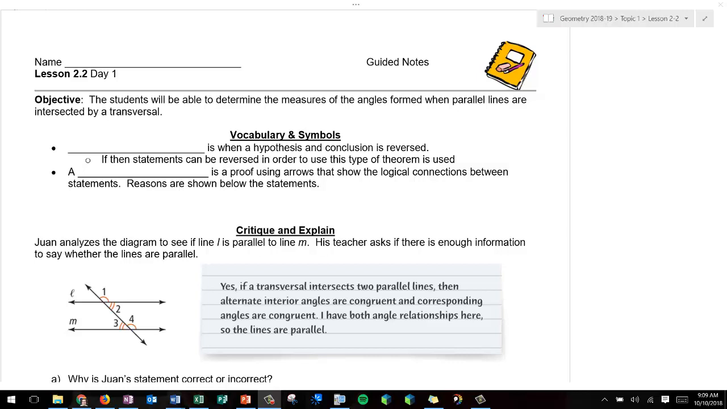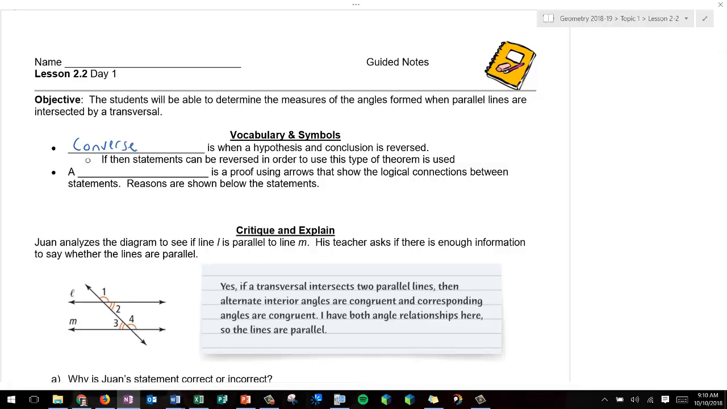So this is our first video for lesson 2.2, which is kind of a unique section. We've looked at these four angle pairs: corresponding, alternate interior, alternate exterior, and same side interior. And now we're going to look at something called a converse, not the shoe that you all wear. The converse is when you take a conclusion and a hypothesis and you reverse them.